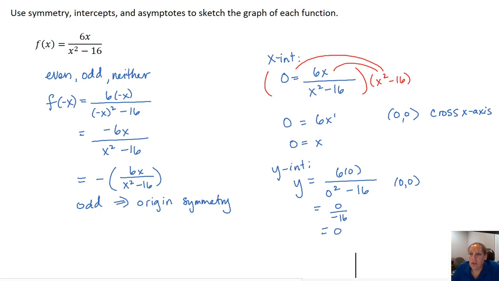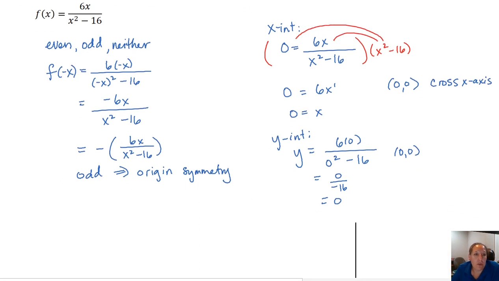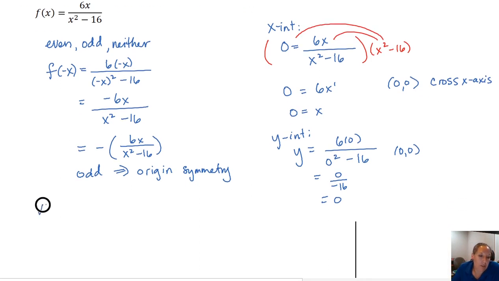We want to find our asymptotes. So remember, to find our vertical asymptotes, we are going to take our function and reduce it if possible. So I'm going to go ahead and factor that denominator. X squared minus 16 does factor to x minus 4 times x plus 4, but nothing will cancel out with our numerator. And so our vertical asymptotes are going to be the values of x that make that denominator 0. So we get x equals 4 and x equals negative 4.